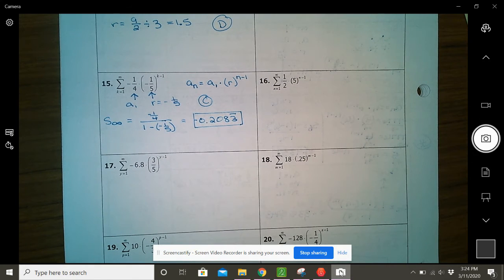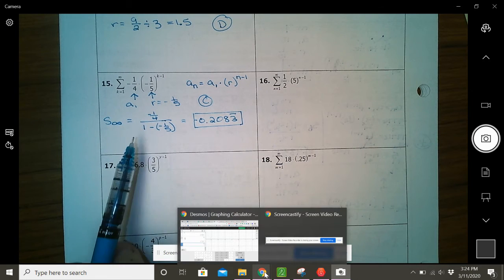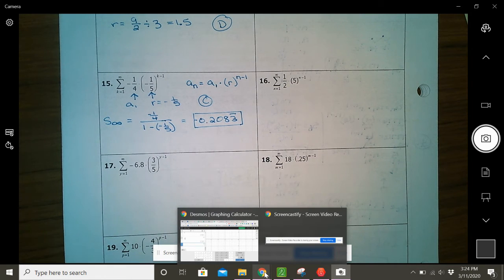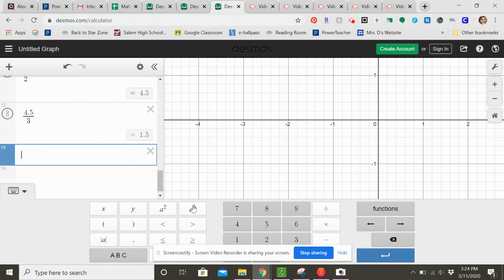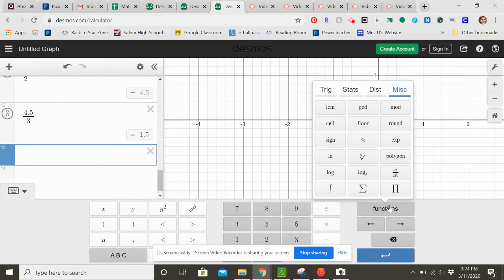Okay, let me go with you over into Desmos and show you how to input this with the sigma notation, because I know that's probably what you're going to choose. That's much easier. I just thought, of course, they want to see it with the convergent series formula. Who wouldn't? It's awesome.